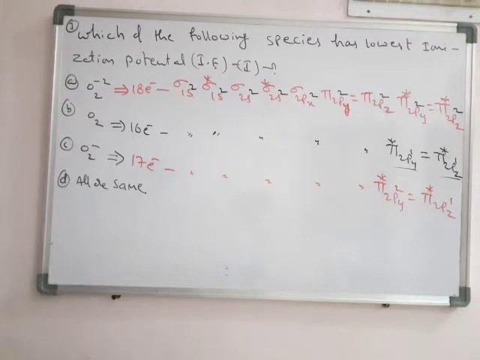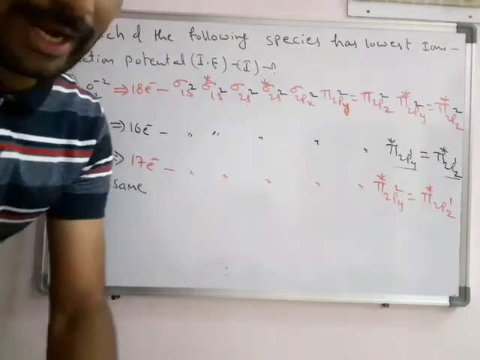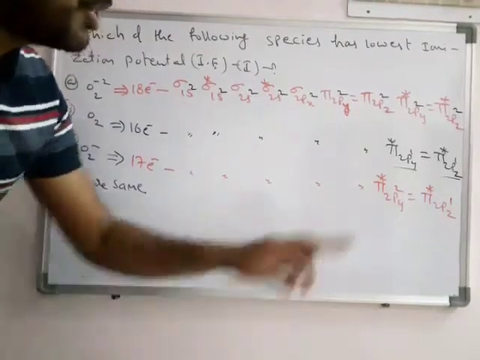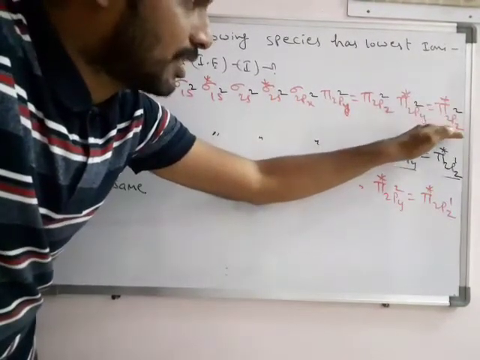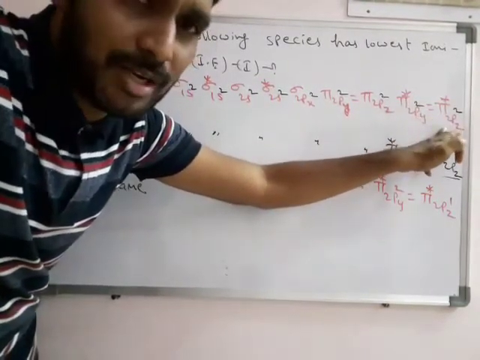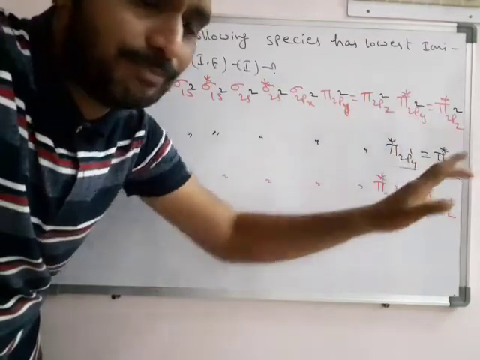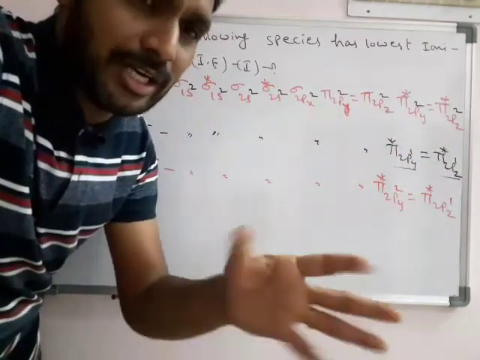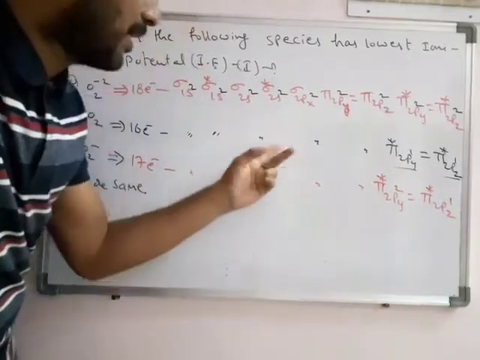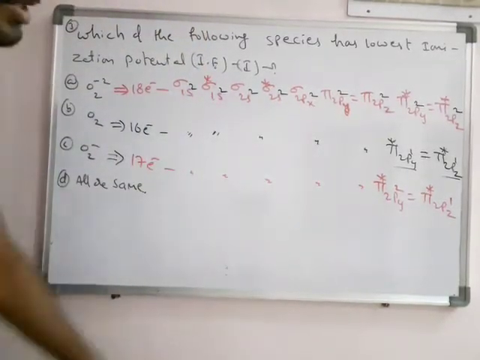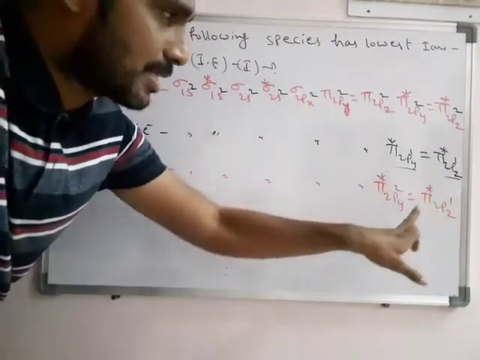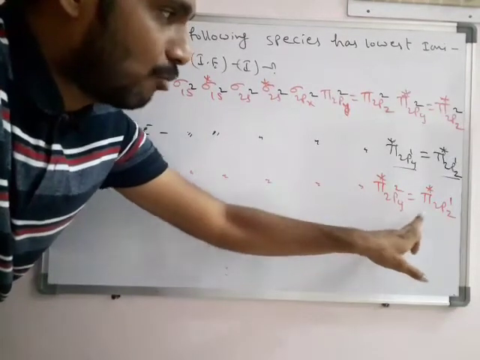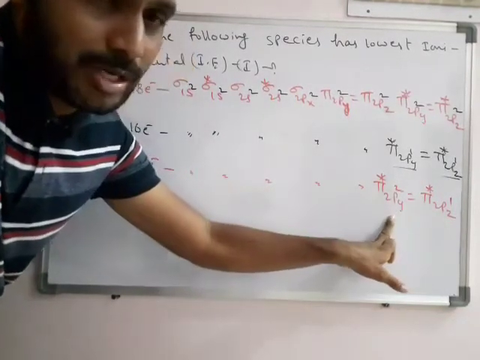Now, can you guess which requires less energy? Here, just leave it. Because here there are paired electrons, it takes high energy to remove the electron. Leave the first option. Now compare the second and third options, B and C. Here 2 unpaired electrons are present. Here 1 unpaired electron and 1 pair of electrons is present.